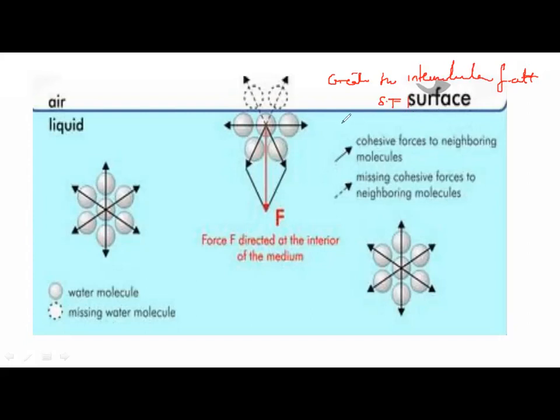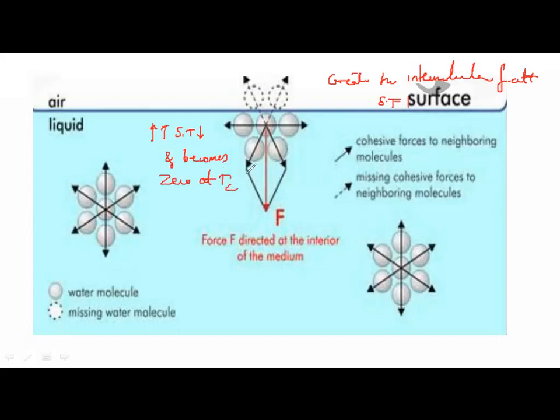It also depends upon hydrogen bonding. Surface tension will be higher because of strong hydrogen bonding. If hydrogen bonding is strong, surface tension will be more. Third factor is it also depends on the temperature. With increase in temperature, surface tension decreases, and it becomes zero at critical temperature.